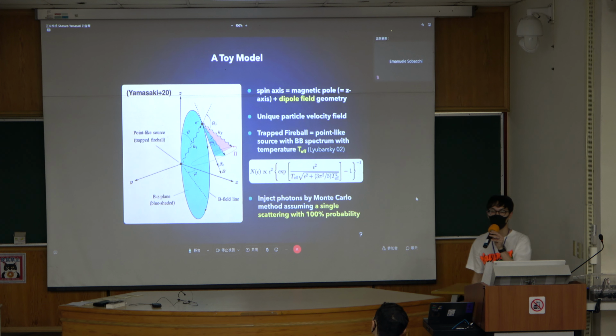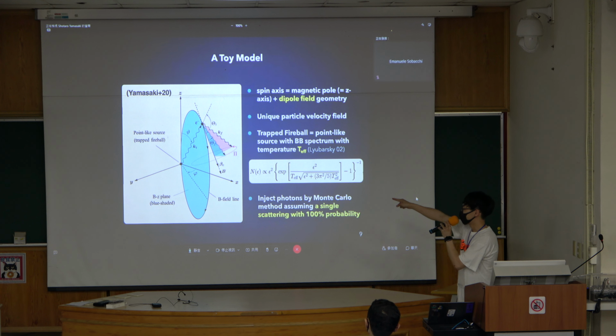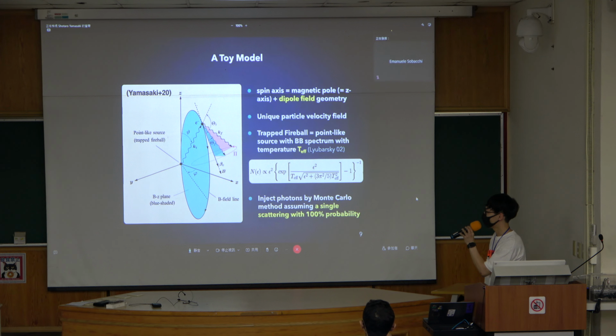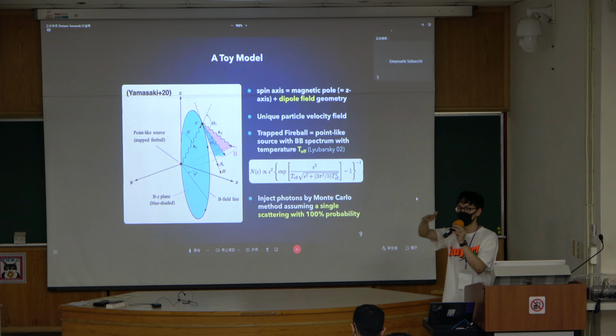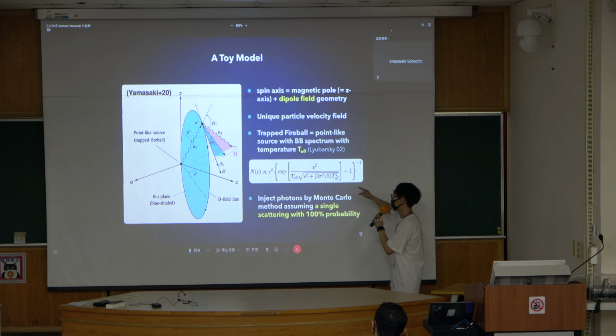Okay, so let's make a toy model of how this kind of modification of the spectrum happens. You can see at the center of these axes, there is a fireball. It is assumed to be a point source. And this fireball has a thermal emission spectrum. And then we consider a dipole field, and we prepare electrons there. And these electrons have velocity depending on the angle. So the main parameter we inject is the original temperature of the fireball, for this thermal emission spectrum.